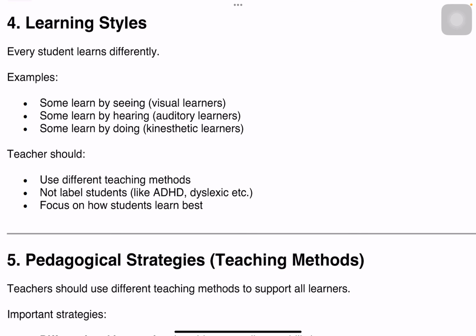Learning styles: every student learns differently. Example: some learn by seeing, visual learners; some learn by hearing, auditory learners; some learn by doing, kinesthetic learners. Teachers should use different teaching methods, not label the students like ADHD, dyslexia, etc. Focus on how students learn best.